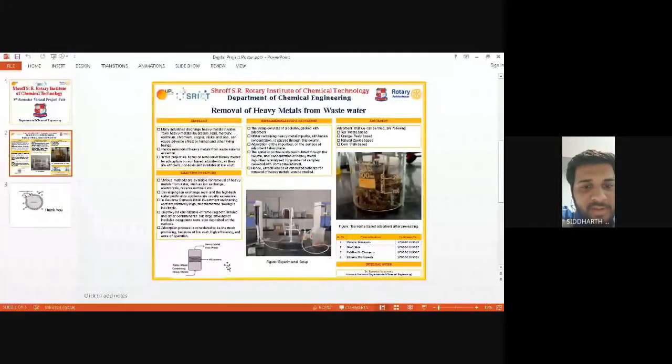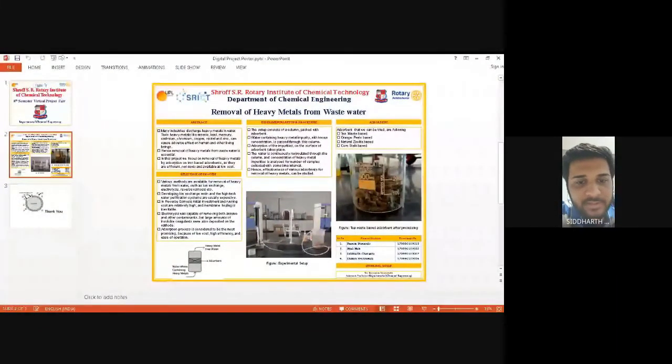My group members are Francis Fernandez, Niran Naik, and Siom Kesuwala. Our topic guide is respected Sir Dhavendra Kanawada from the Chemical Engineering Department. We are here to discuss our topic, the removal of heavy metals from wastewater.